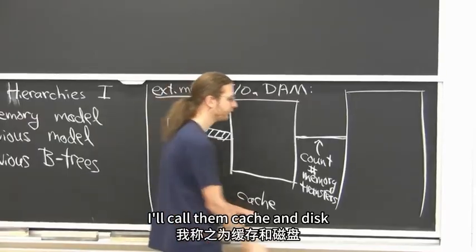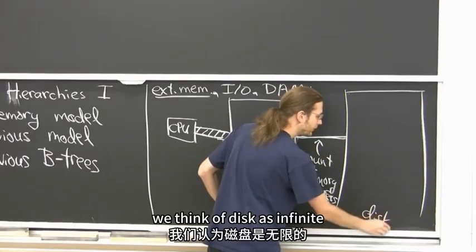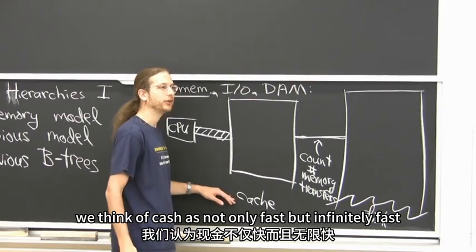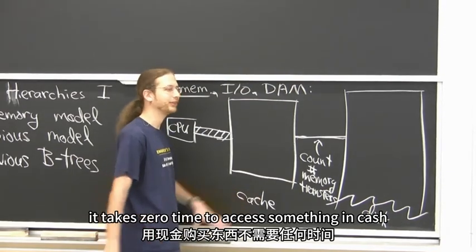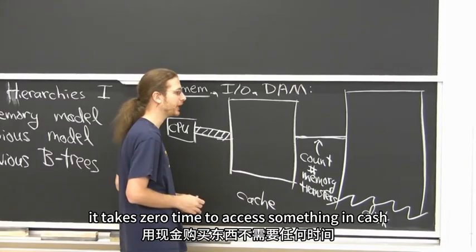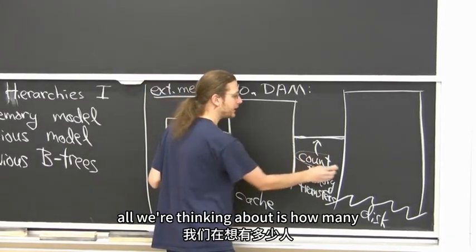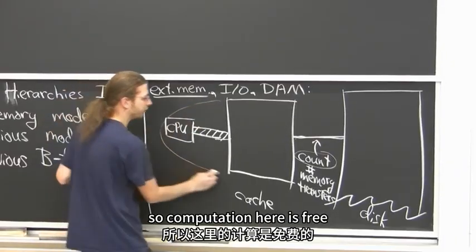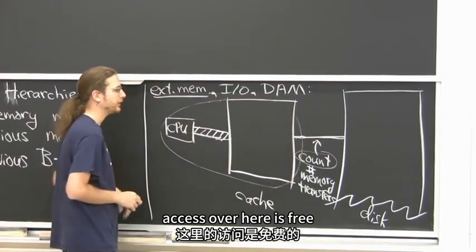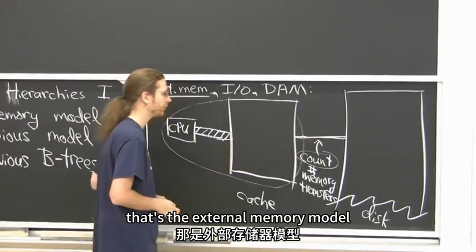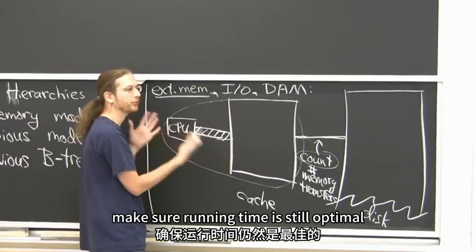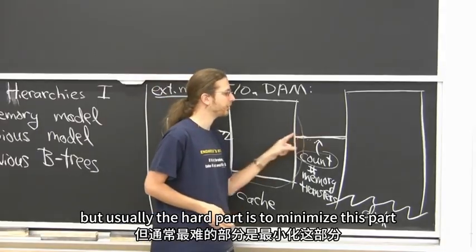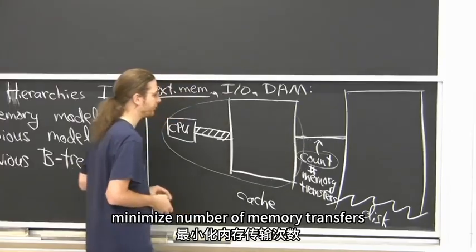I'll call them cache and disk. We think of disk as infinite and slow. We think of cache as not only fast, but infinitely fast. It takes 0 time to access something in cache. All we're thinking about is how many transfers between the left and right have to happen. So computation here is free, access over here is free, and we just pay for this. That's the external memory model. You can also think about running time, make sure running time is still optimal, and that will guarantee this part's good. But usually the hard part is to minimize this part. Minimize number of memory transfers.